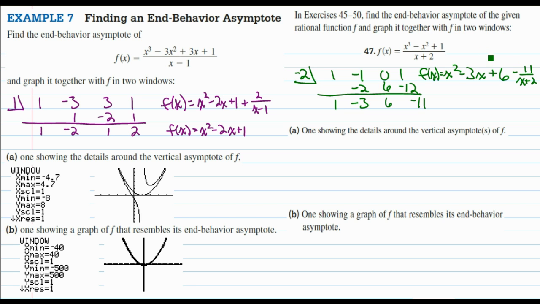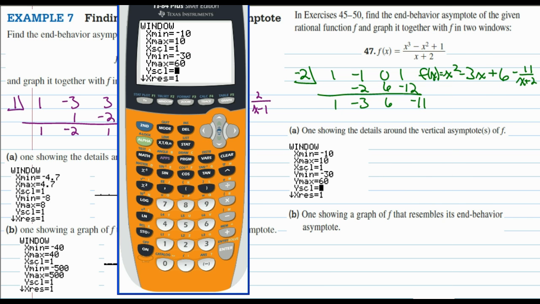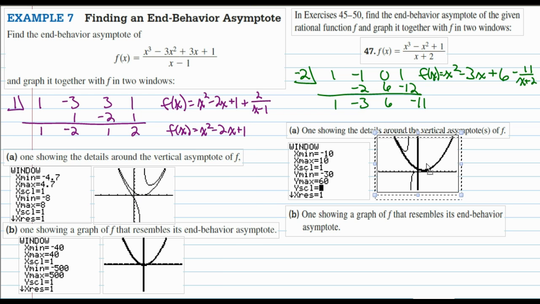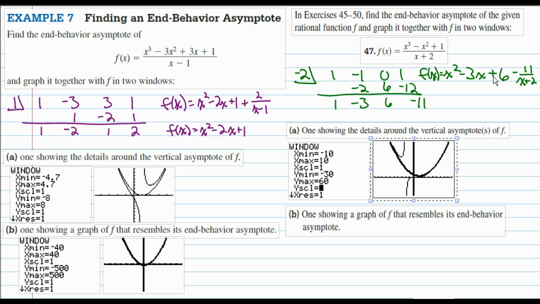So I'm going to put the original function in y1 and the quotient, its end behavior asymptote, in y2. After playing around with the windows a little bit, I found a good window that will show the details around the vertical asymptote of f. We can see the f function graphing with the vertical asymptote at x equals negative 2, and then here's the y2 graphing. They look nothing like each other in the middle. However, because x squared minus 3x plus 6 is the end behavior asymptote, or end behavior function, they are going to behave similarly at the ends of the functions.